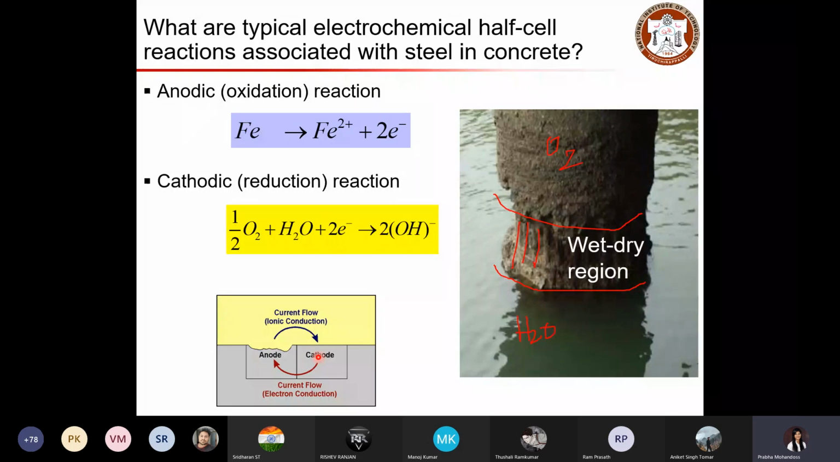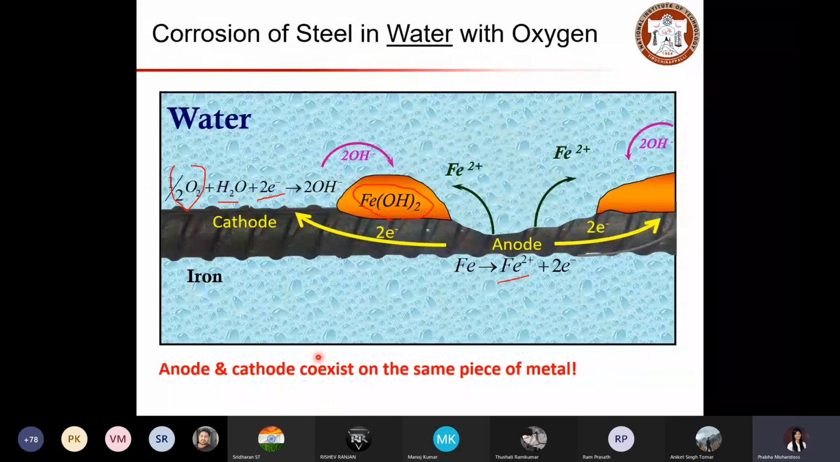You will have two reactions. One is the anodic reaction, another one is the cathodic reaction. During the anodic reaction, your metal will start losing its potential due to high energy state level. So it becomes Fe2+ plus 2 electrons, and during the cathodic reaction, those electrons released from the anode react with water and moisture, which will lead to the formation of hydroxyl ion.